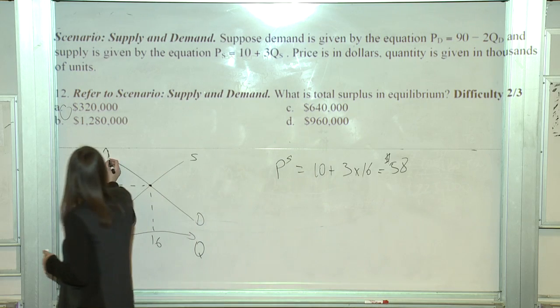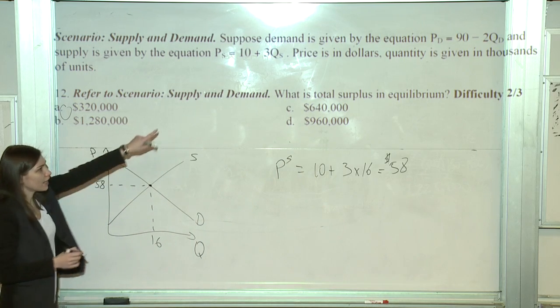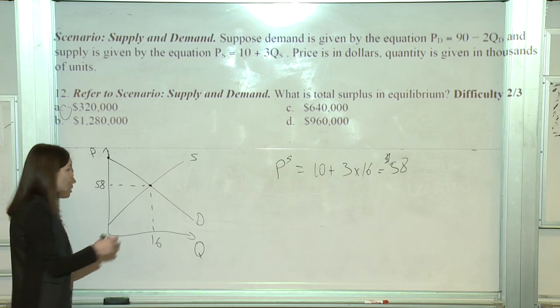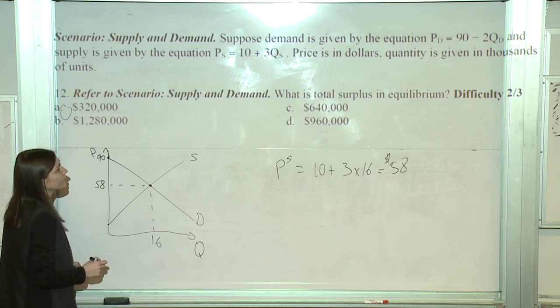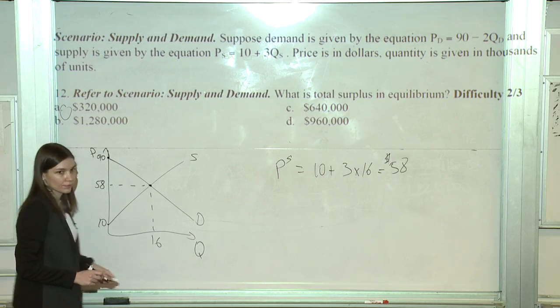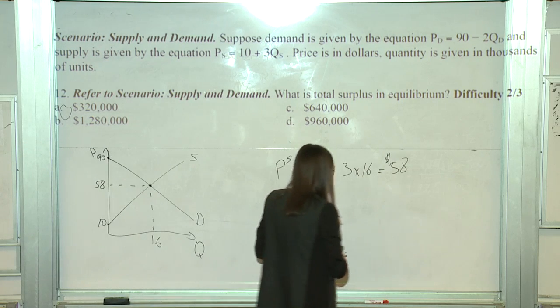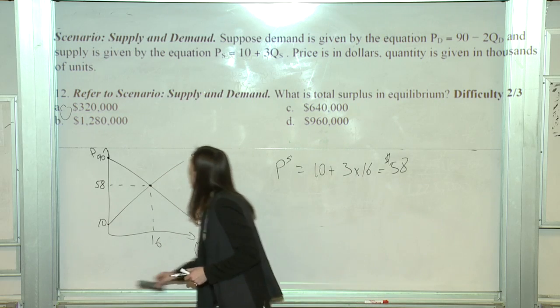What is the intercept of the demand curve? 90, right? I know this from the equation. So the intercept here would be 90. What is the intercept of the supply? 10. Okay, so I have the graph. And then I can answer the rest of the questions.